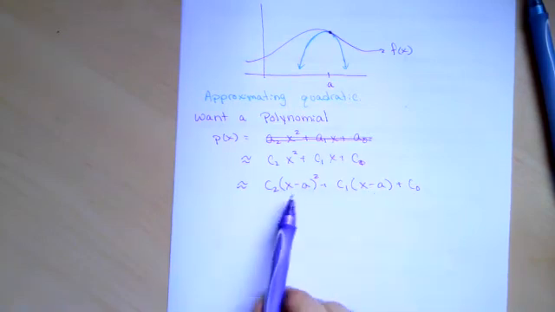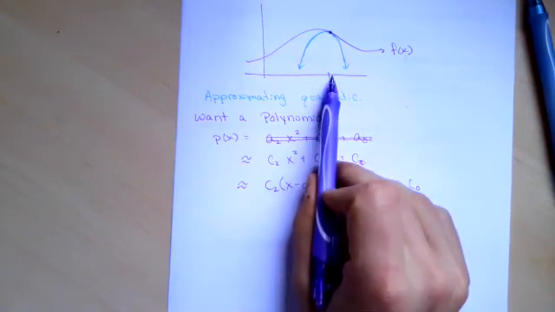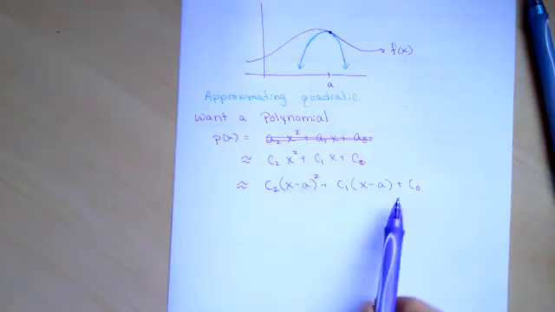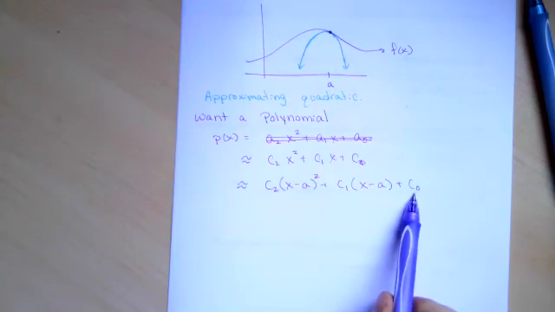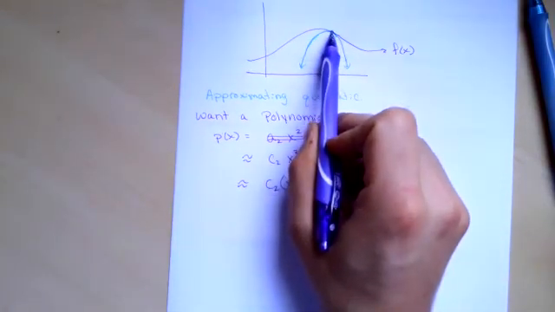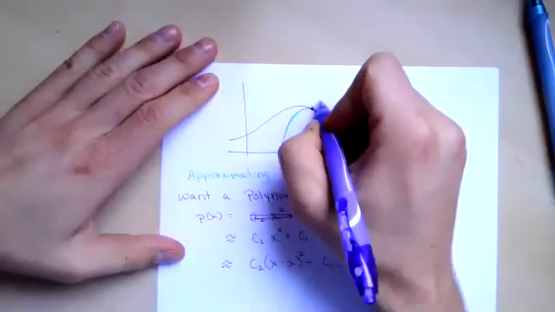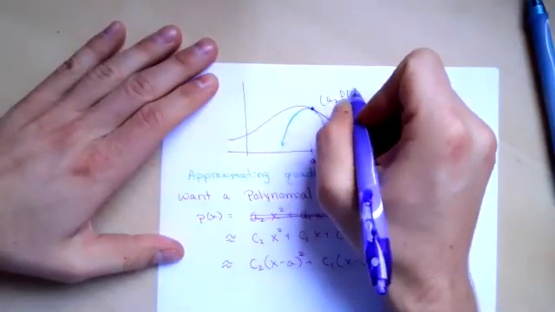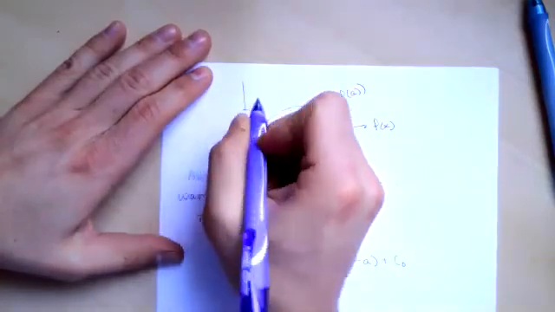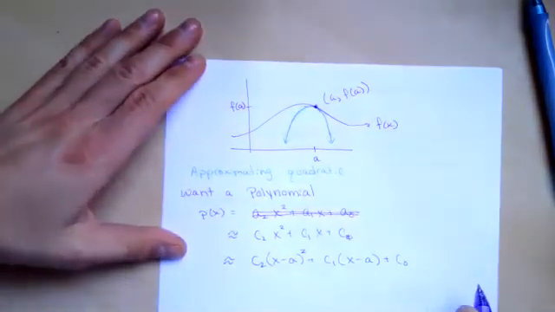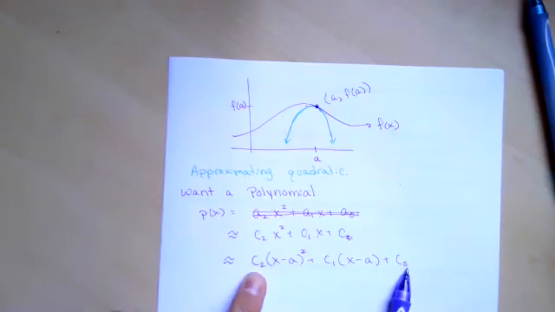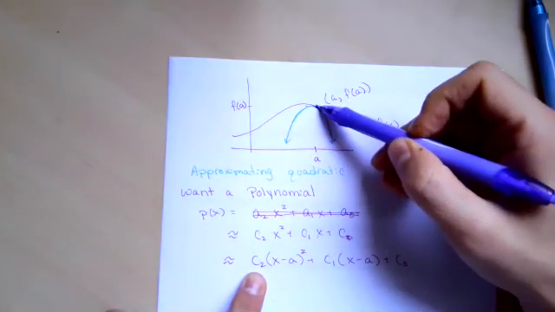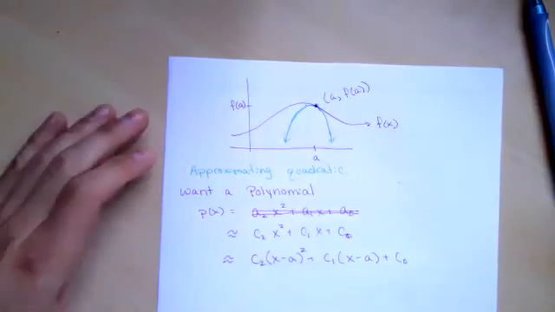What's nice about this now? What happens when I plug in x equals a? We simply get, in our generic setup, that c0, our constant coefficient, should be the value of the function. So remember, our point here is a, f of a. And so if I model a polynomial in such a way, we can easily solve for our c naught.